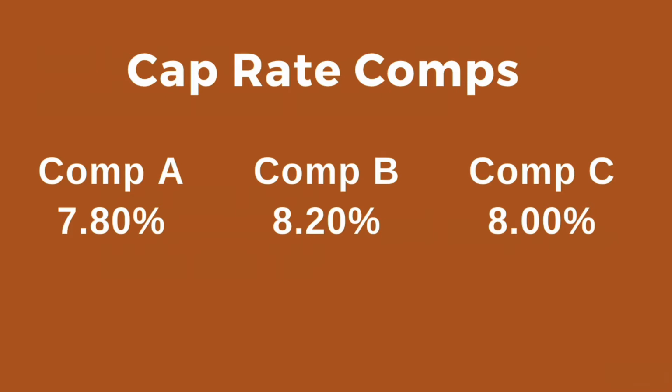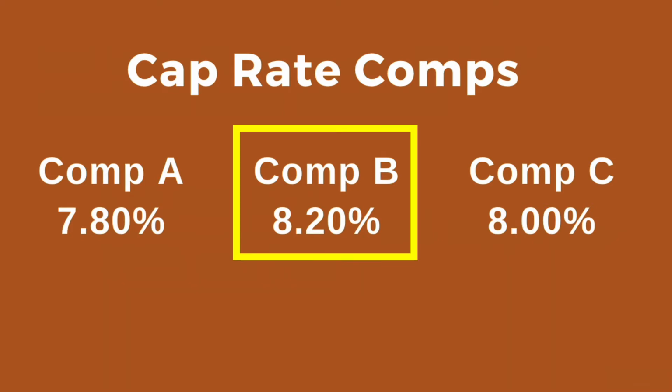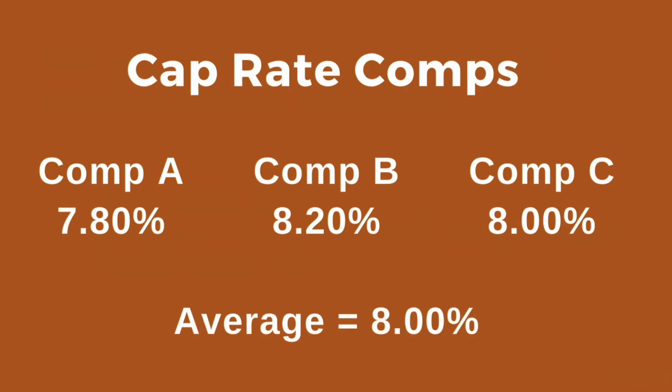So in the scenario you see before you, there are 3 comps. We have a 7.8% cap rate, an 8.2% cap rate, and an 8% cap rate. What you can do is take the average, which is 8% here, and you can use this number to try to establish a market value for the property based on other properties that are similar that sold. Kind of makes sense, right? So remember this 8%, we're going to use that really soon.